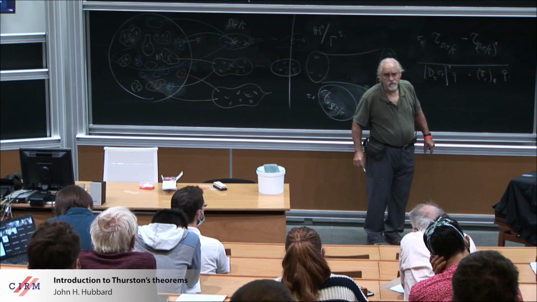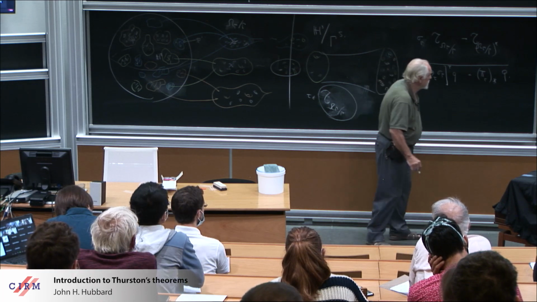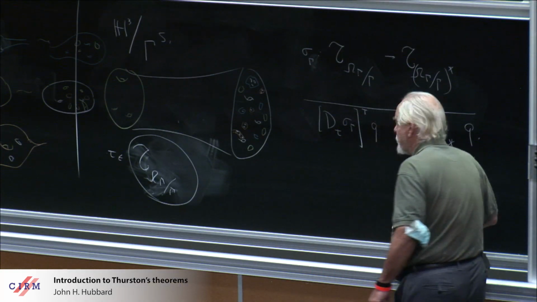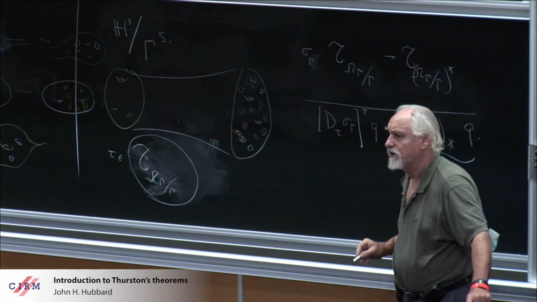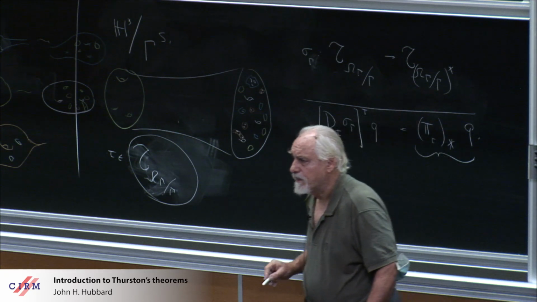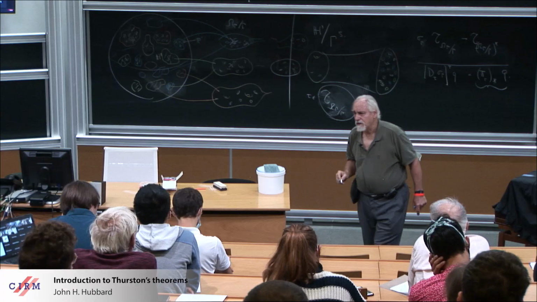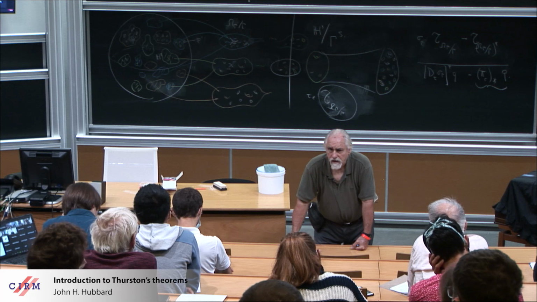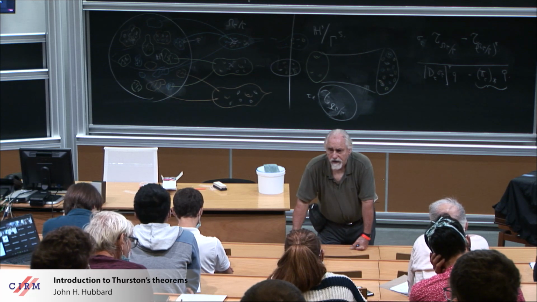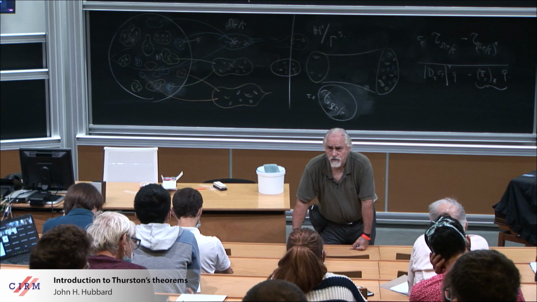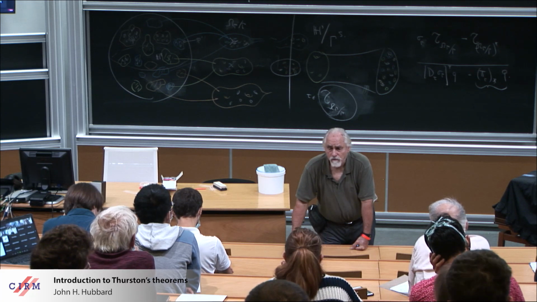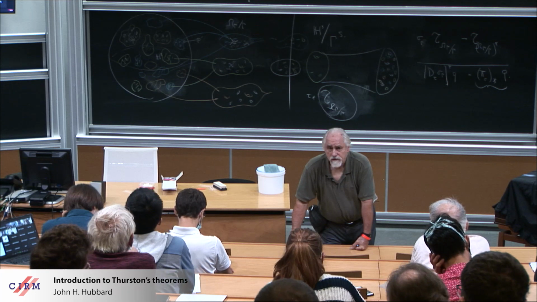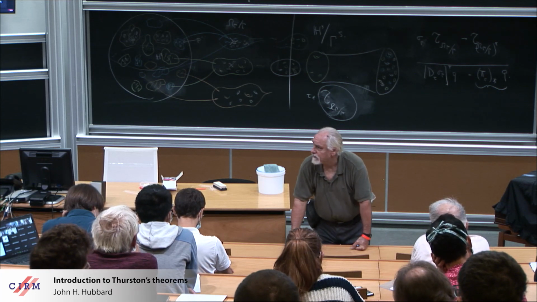And the proof of Thurston's theorem consists of showing that this operator has norm less than 1, with the norm depending only on the length of the shortest curve, shortest geodesic for the complex structure tau. This is an immensely hard theorem.